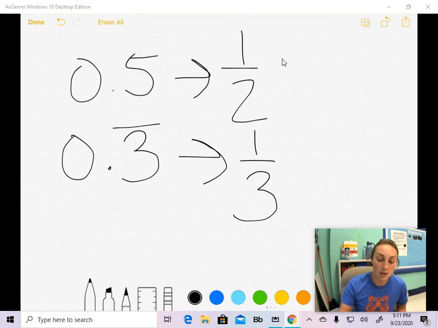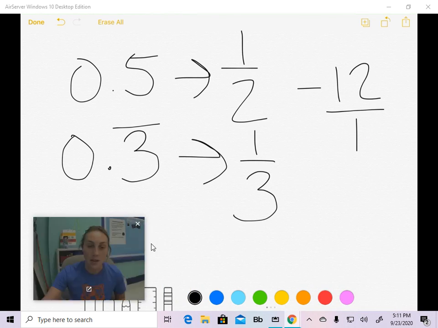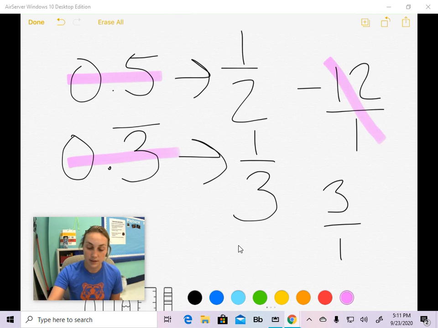So rational numbers also include negative numbers. So -12 would be a rational number because you can take any whole number and turn it into a fraction as well. -12 can be turned into -12/1. Any other whole number, like let's say 3, can be turned into a ratio or a fraction as well by putting a 1 under that. So all of these are examples of rational numbers, okay?